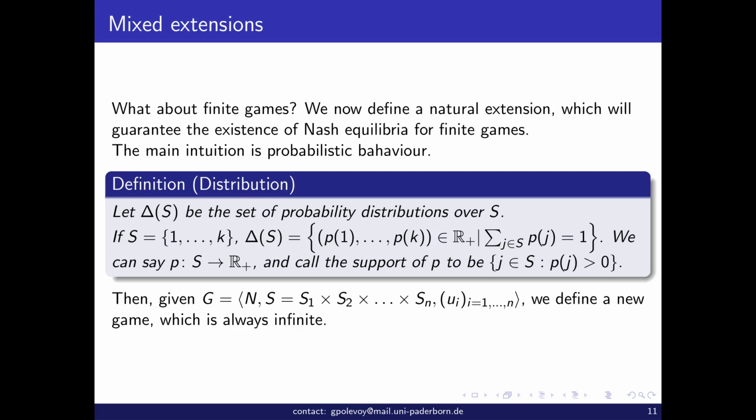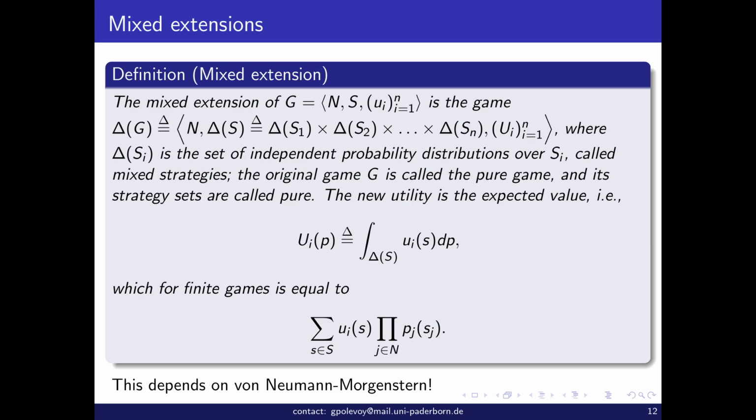Now, given this general definition, given any strategic game G, not necessarily finite, and it's important that we define it for any game, but we are going to use it mostly for finite games, because that's why we have this famous Nash theorem. For any game, we define a new game, which is always infinite, and which is called the mixed extension of the original game. So, the mixed extension of G is the game delta G, which is defined as follows.